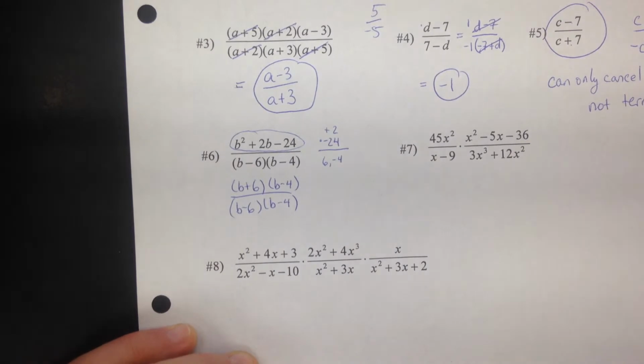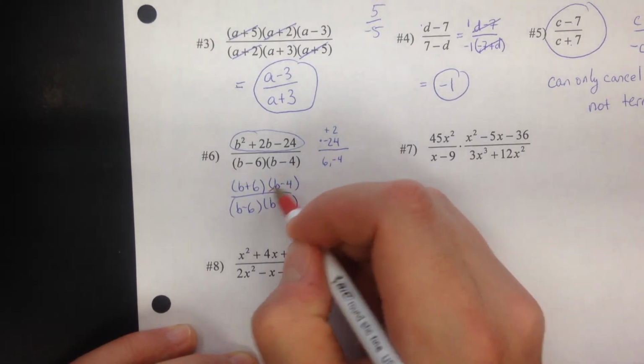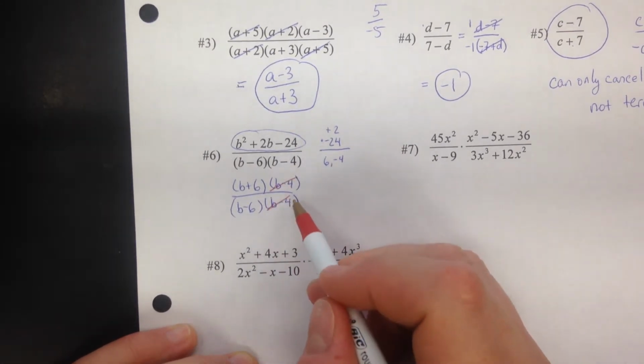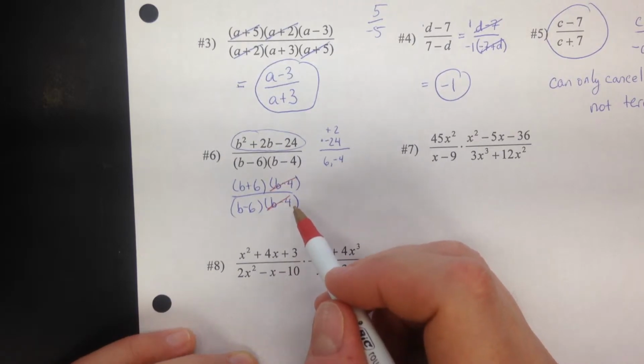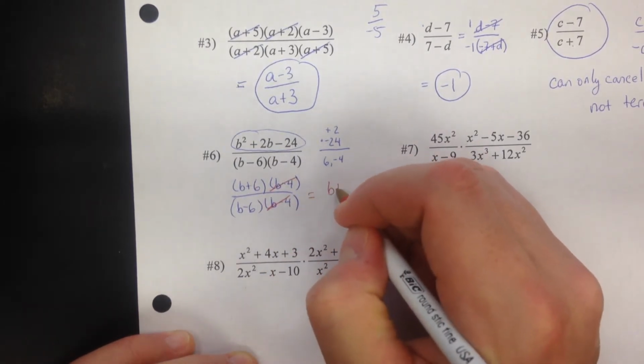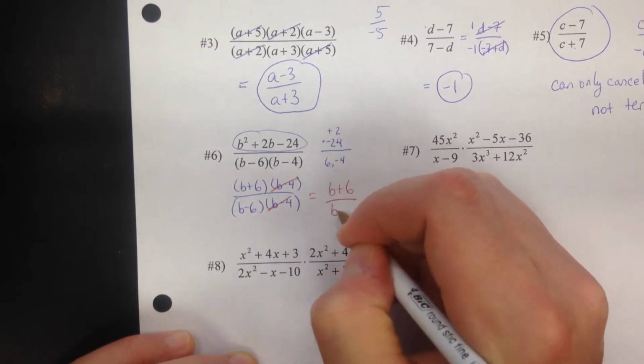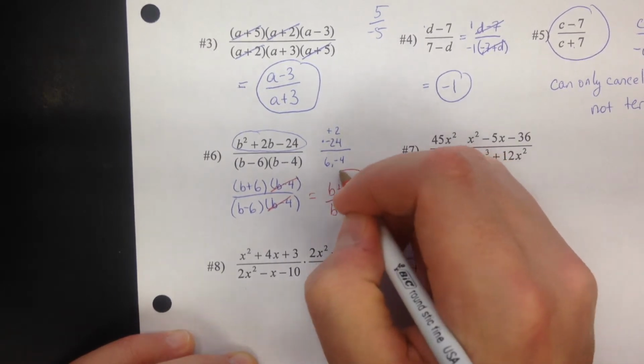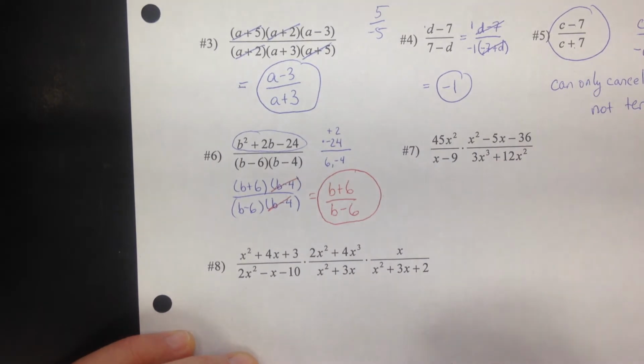Okay, what can we cancel? Notice that you have b minus 4 divided by b minus 4. That's 1, because you're dividing by itself. So what that leaves us, we get b plus 6 over b minus 6. That's as far as you can take it. Okay, that's all you can do right there.